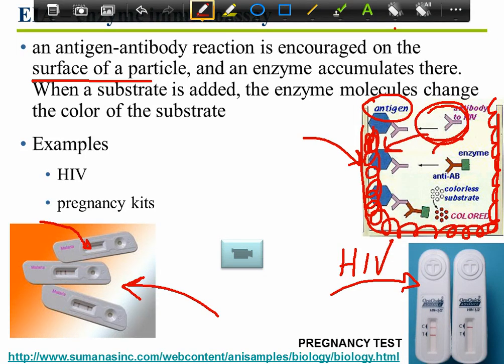Then you add another antibody. This is an antibody made against HIV antibody. It's antibody to antibody. It's got, again, an enzyme and a substrate right there that have been added to the well. When that antibody reacts to the HIV antibody, you get a color change from colorless to colored.